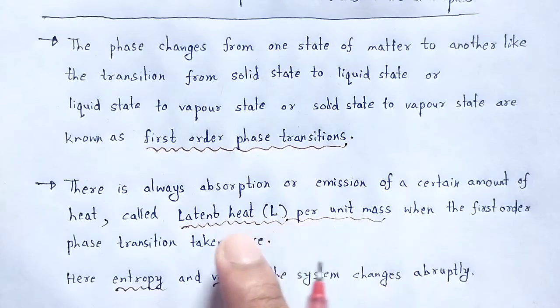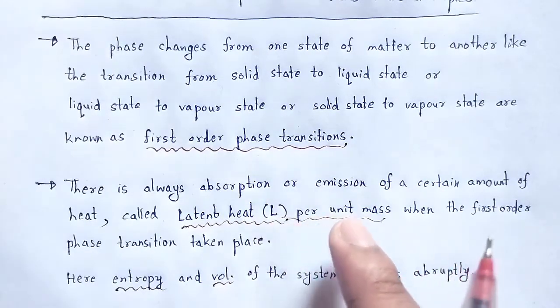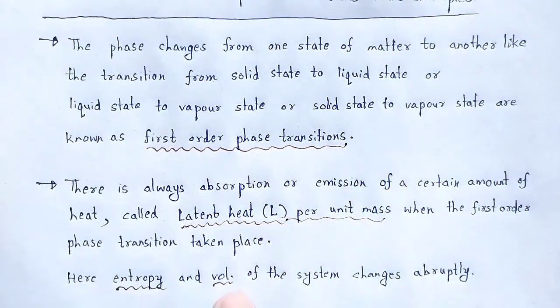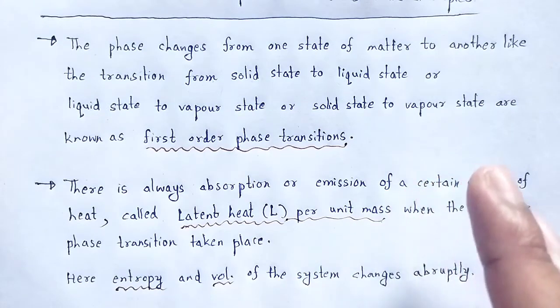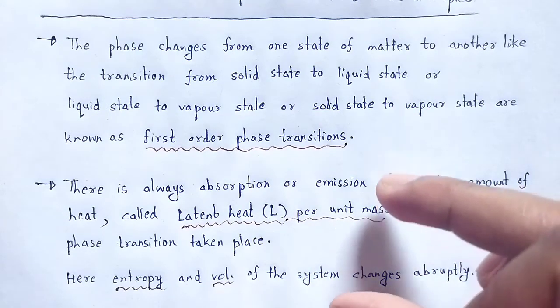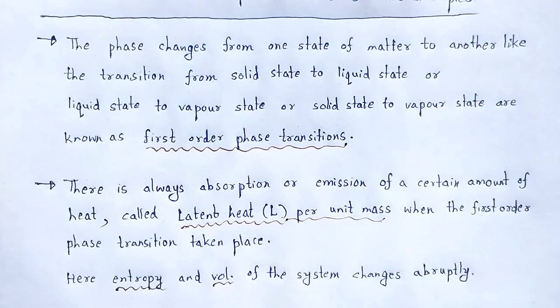Latent heat per unit mass, entropy, volume of the system change. This occurs in case of first order phase transitions.